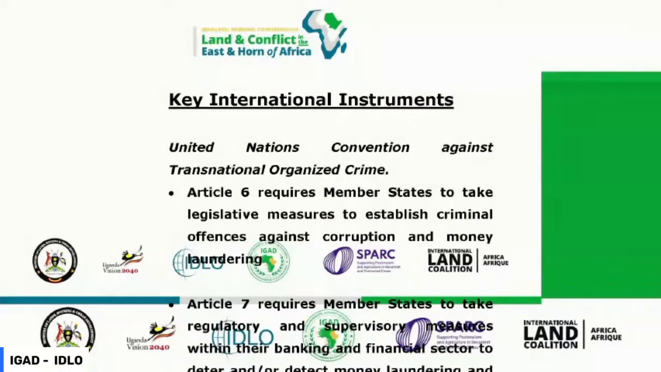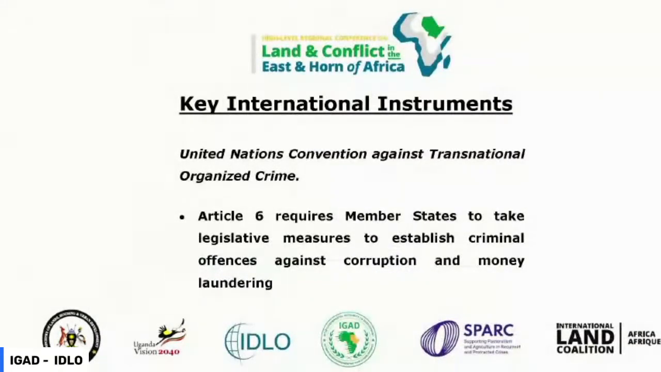As you can see, Article 6 requires member states to take legislative measures to establish criminal offenses against corruption and money laundering. Corruption is part of what fighting forces use to sell their products or import goods illegally, bribing customs officers, etc. Again, that is the same convention, and that is what is required of member states. Article 6 requires member states to take legislative measures to establish criminal offenses against corruption and money laundering.